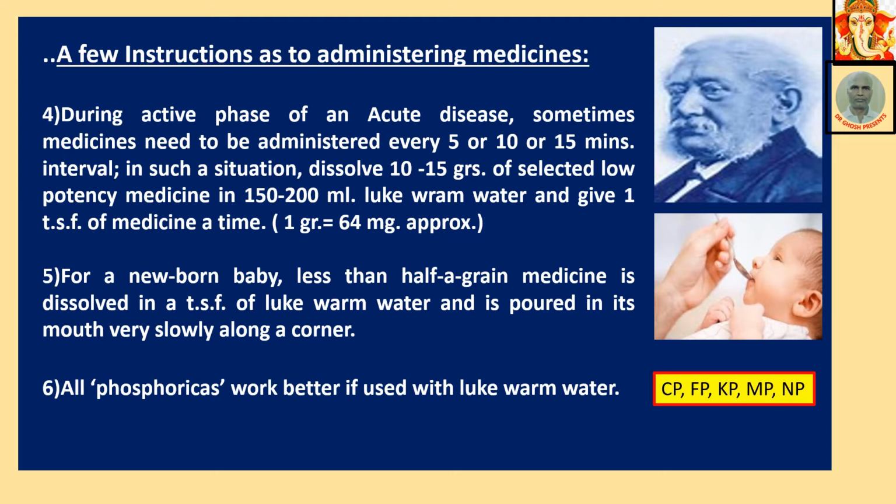It is a continuation. If there are two dots at the start, please understand that it is continuation of the last heading. Number 4. During active phase of an acute disease, sometimes medicine needs to be administered every 5, 10, 15 minutes interval. In such a situation, dissolve 10 to 15 grains of selected low potency medicines in 150 to 200 ml lukewarm water and then give 1 teaspoonful of medicine at a time. 1 grain equals 60 milligram approximately.